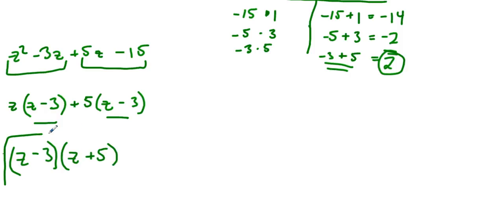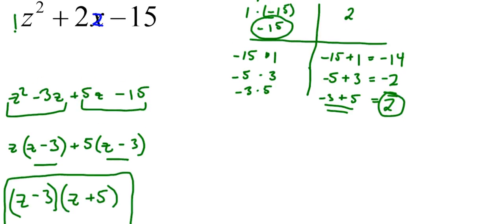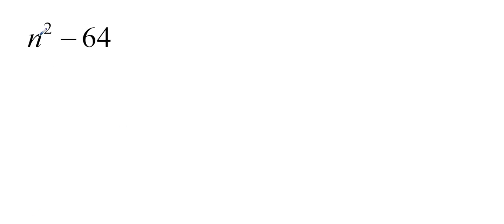And that, my friends, is factoring using the AC method. I'm going to do one more because this is so awesome. N squared minus 64. This one, you might remember, is going to be the difference of squares, but we'll use the AC method to help us figure this one out. What we have here is, remember, an squared plus bn plus c. That's essentially what we're looking for.